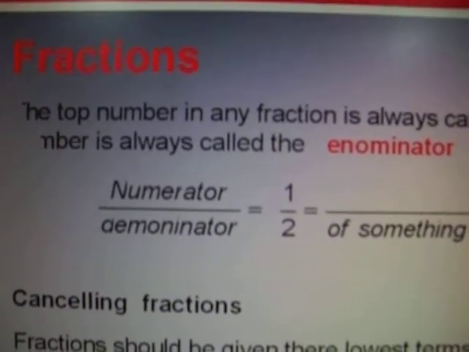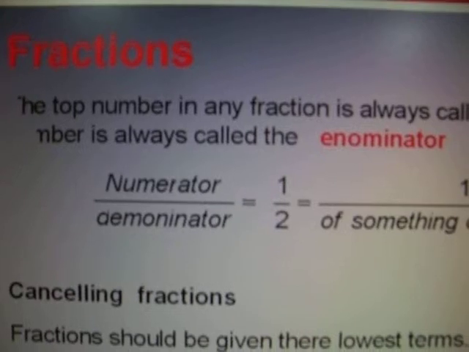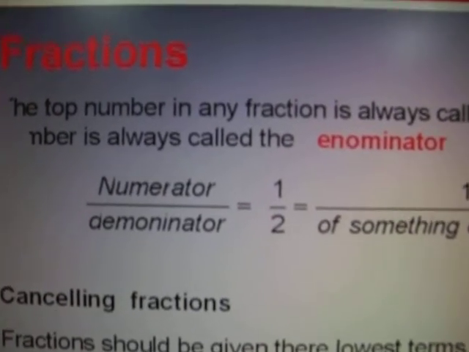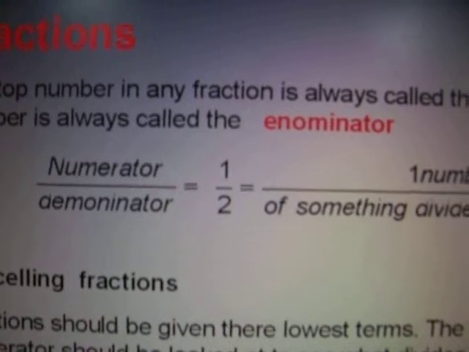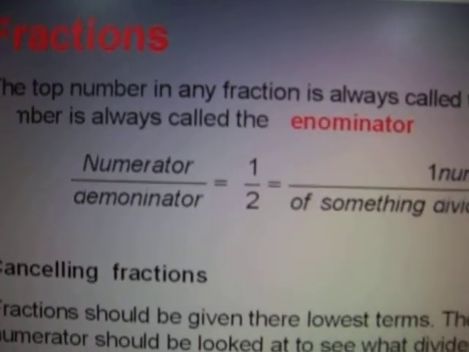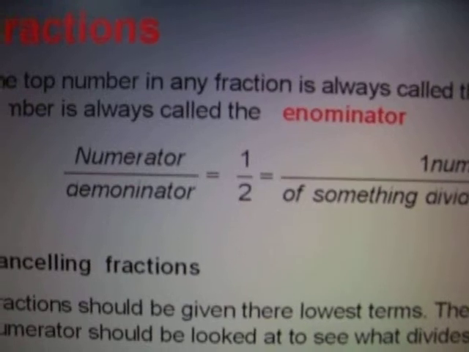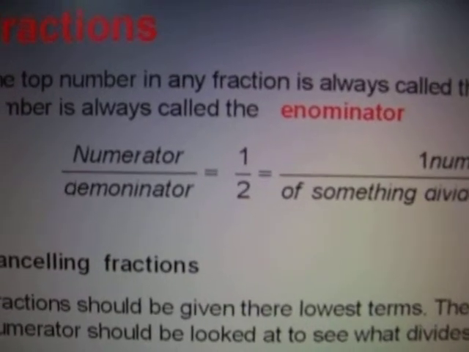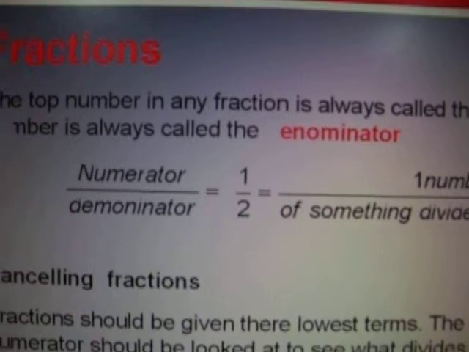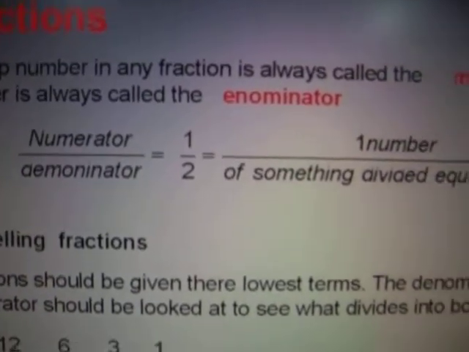Now remember, the top part of the fraction is your numerator. The bottom part is your denominator. Now, if you were going to convert that half into a decimal, you simply divide 1 by 2, which would equal 0.5. So you will divide the numerator by the denominator, giving you a decimal. Okay?